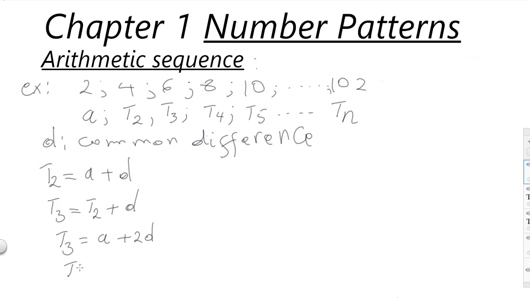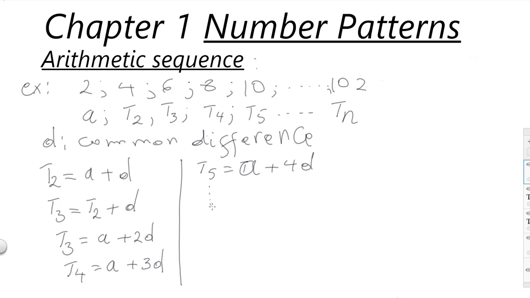And then you see the fourth term will be first term plus 3 common differences. So in general, if we have T3, we have 2 common differences. If we have T4, how many differences do we have? 3 common differences. So if we have T5, we have the first term plus 4 differences.